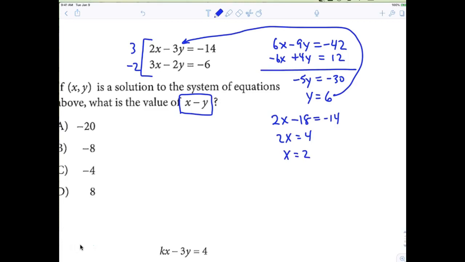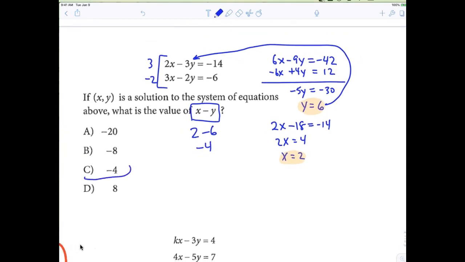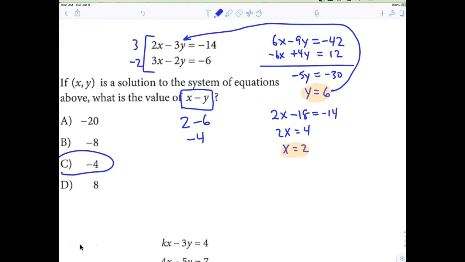Does everybody agree with me? So now I have y and x. 2 minus 6, negative 4. Correct answer is C. Okay, now I just want to show you something really cool.